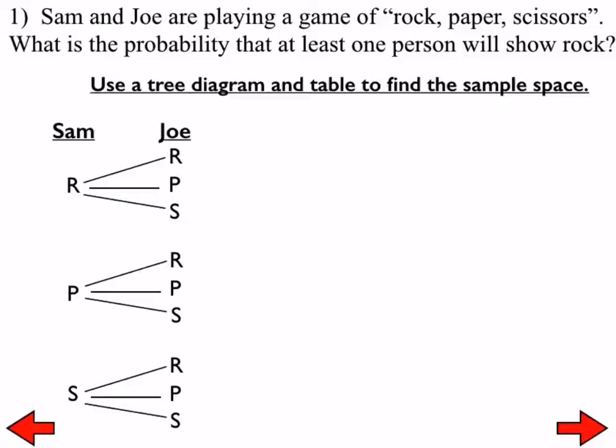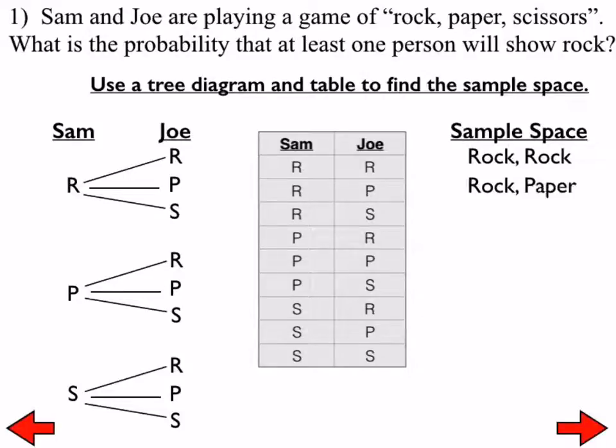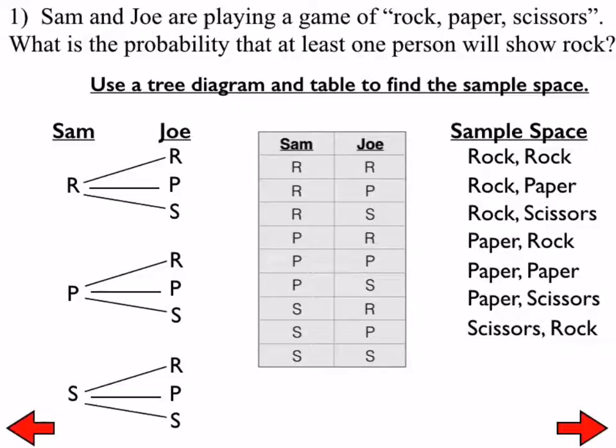Of course, if you're actually playing the game, some of those you would have to go again. But we're just trying to figure out if they both did it once, what's the probability that at least one person will show rock? Once we have that listing, here it is in the form of a table. I've already mentioned what the sample space would be from the tree diagram, but we can get that from the table as well. There is a listing of the sample space right there.